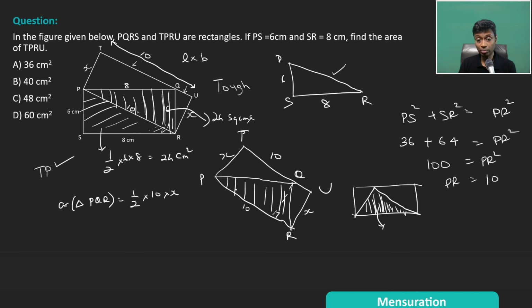So we know area of triangle PQR is 24 square centimeters, so area of rectangle TPRU is twice of that, 48 centimeters square. Half into 10 into X equals 24, so X is 48 by 10, 4.8. 10 into X is 10 into 4.8, 48 centimeters square. This triangle area is half the area of rectangle TPRU. The triangle area is 24, rectangle area should be 48. Absolutely wonderful, wonderful, wonderful question.